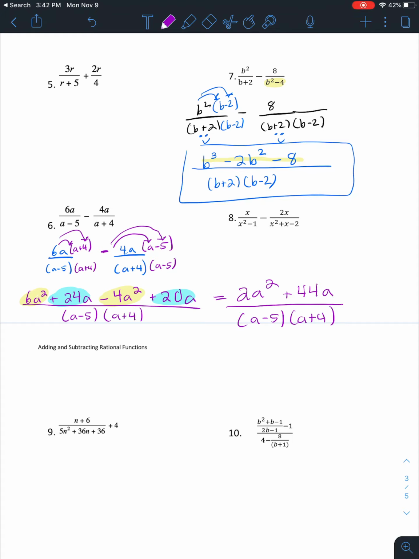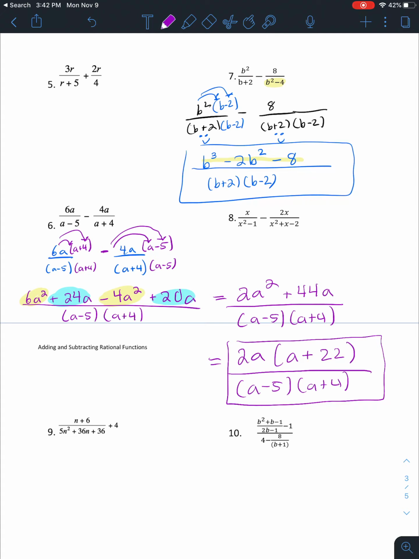So let's make sure that we did that correct. Didn't mess up any signs. I think we're good. And technically, I could factor out a 2 and the a on the top, and I'm left with a plus 22. But it's not really necessary because nothing crosses out, aka divides out. So that's your final answer. I think both would have been acceptable, honestly. So that's how we do that problem.